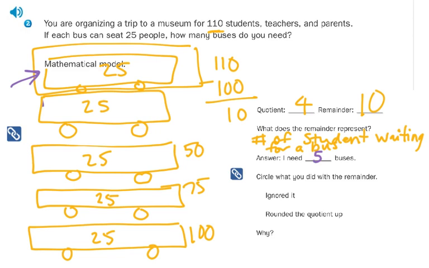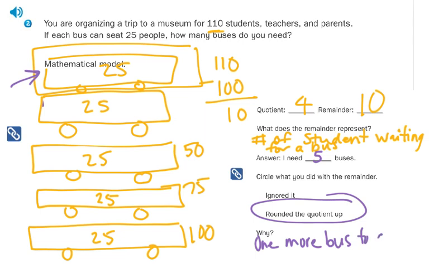So what did I do with the remainder? Did I ignore those 10 students and adults and chaperones, or did I round the answer up to 5 buses? I rounded it up. And why did I do that? I needed one more bus to get everyone a seat. We don't want to leave anybody back at school because we didn't pay attention to the remainder.